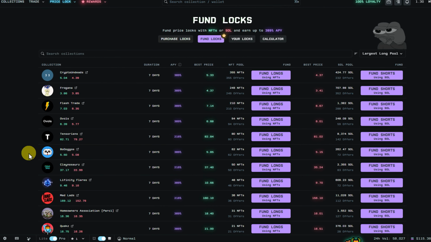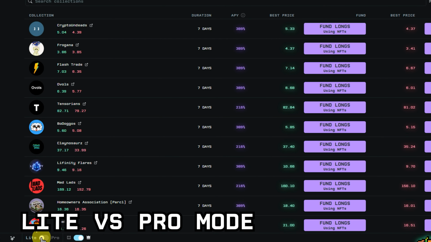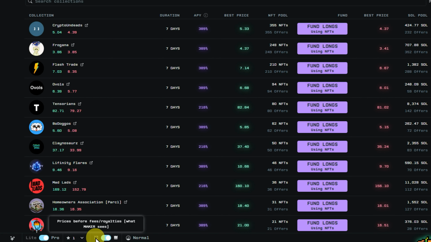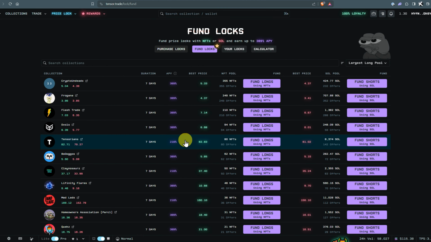Now before we go any further, there's 2 different modes. We have down the bottom here, Lite and Pro. This is Lite, which makes it a little bit simpler, and this is Pro. Also down here, we can toggle this. This one here is prices before fees and royalties, and this one is after. Normally I just keep it on this always. Now I find for this feature, it is easier to actually use Pro mode. You can see everything nice and easy. This is not available with all collections, just whatever collections you can see on this page, although of course more can be added.